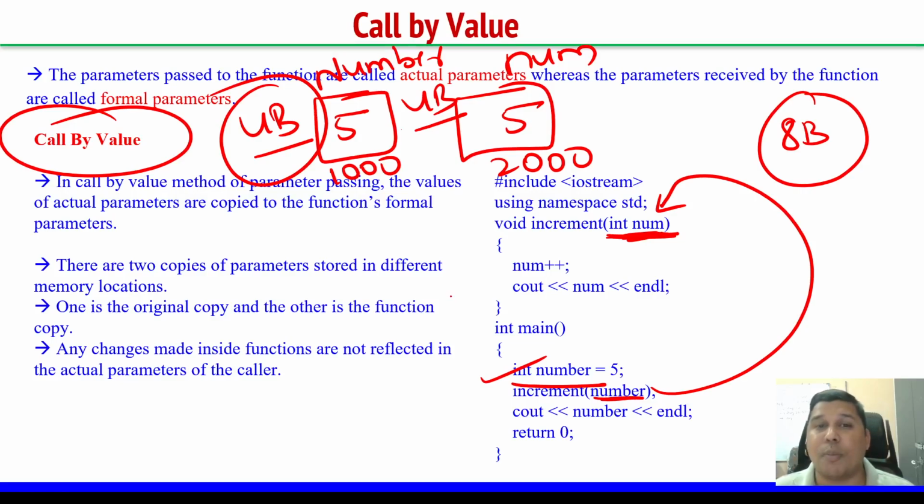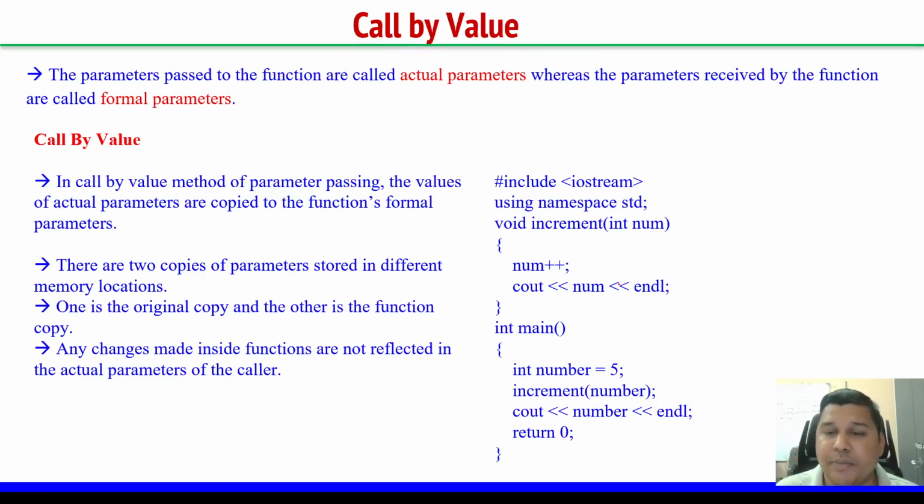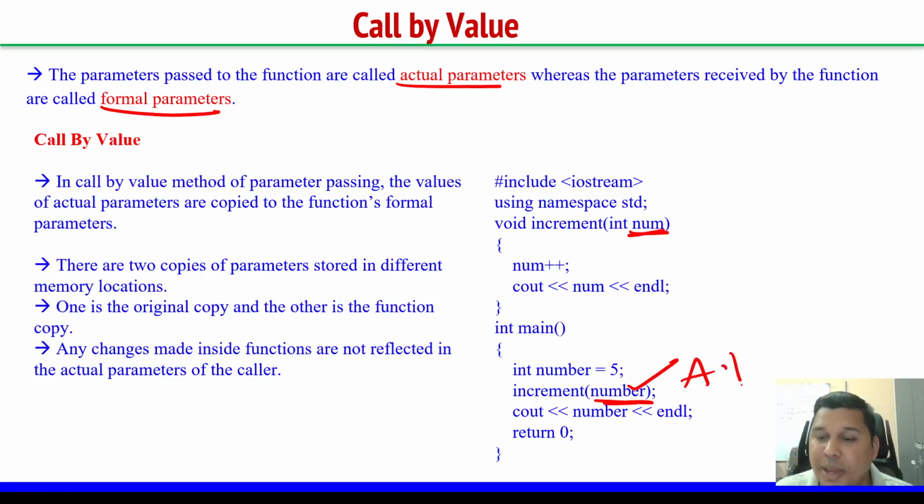That's why, what is the drawback of call by value? Unnecessary memory allocation happens for this local variable here, which is not encouraged. Why do we have to create another variable? Unnecessarily we are giving extra memory, right? That is one point about call by value. Other differences: generally this number here is called the actual parameter, and this variable num is called the formal parameter. This is the actual parameter and this is the formal parameter.